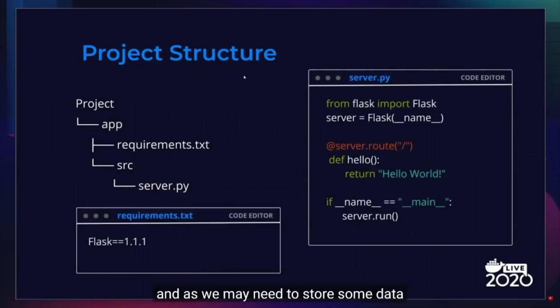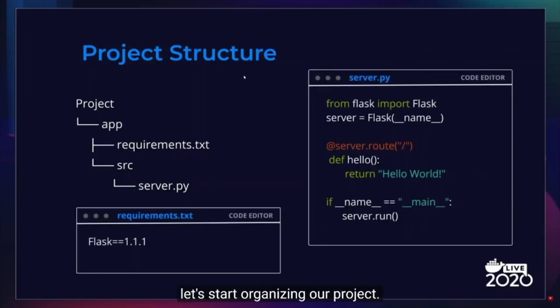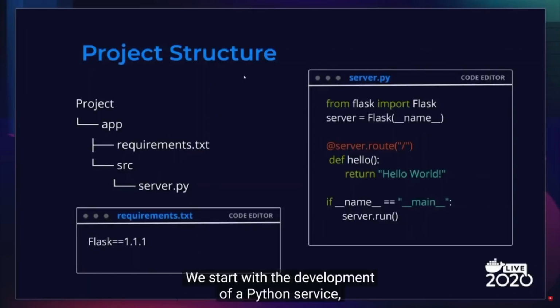So a good way to structure the project files is to have a per service directory. So we create a directory called app for our Flask service in this case. We then write a simple server that returns a hello message. And aside from the Python code, we also have to create a file with the required dependencies for our service. In this case, we need to install the Flask framework.